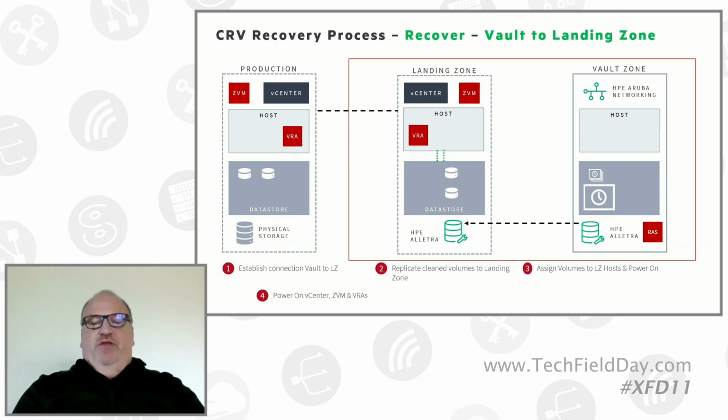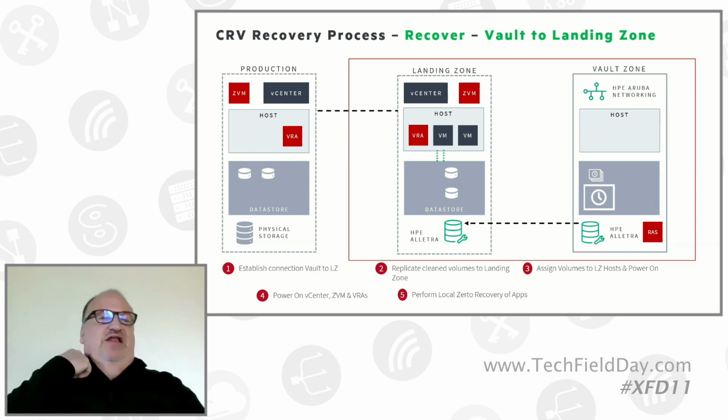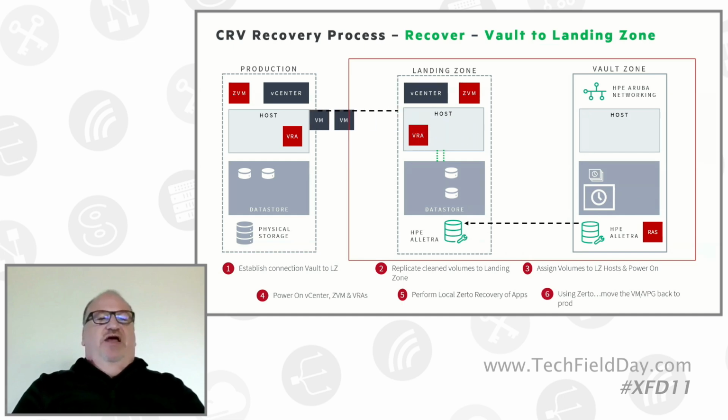At which point, we start using that Zerto recovery flow and workflow that Chris talked about earlier. Pick the application, pick the VPG, pick the VM, recover it into that landing zone. Now have the application team or the recovery team make sure that the application is running correctly. And once they bless that, you'll use Zerto to do a Zerto migration back to production.